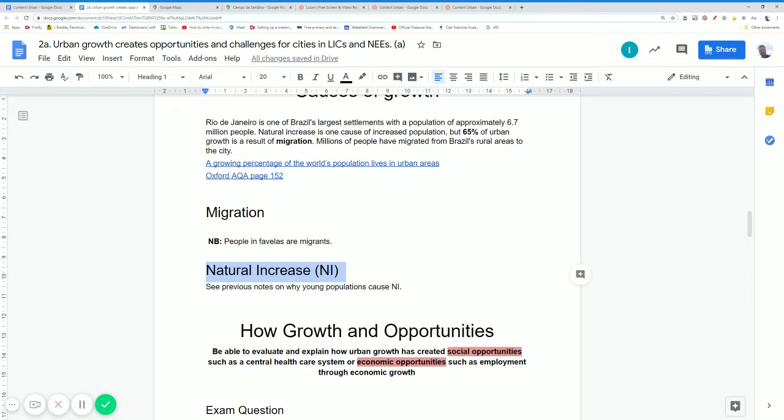Again, there's some information here on the 2 links, your textbook and a little article there.